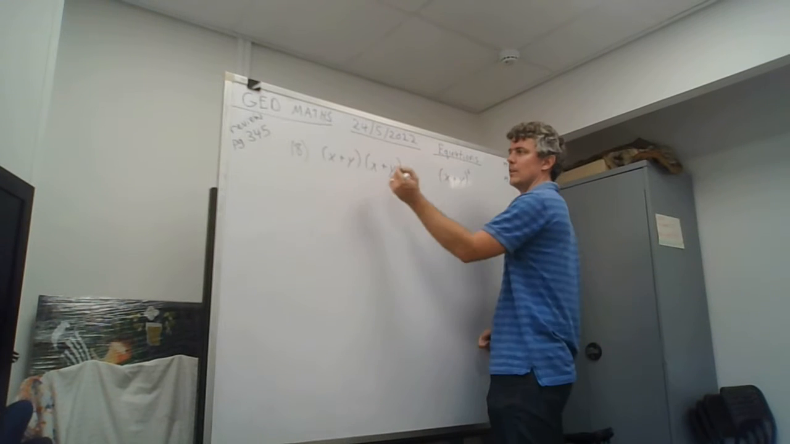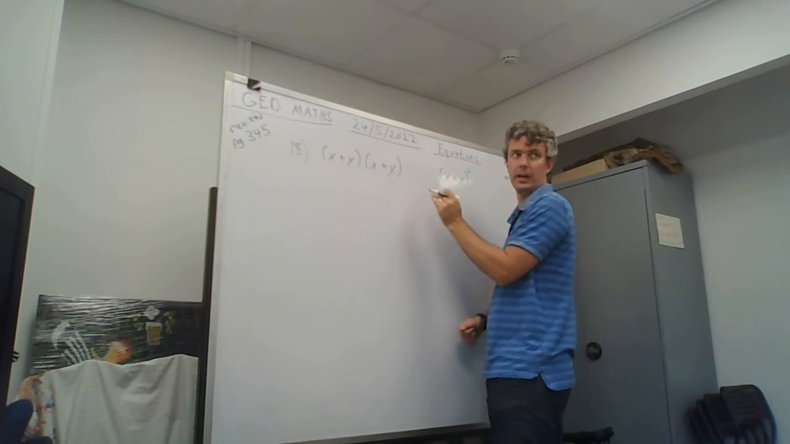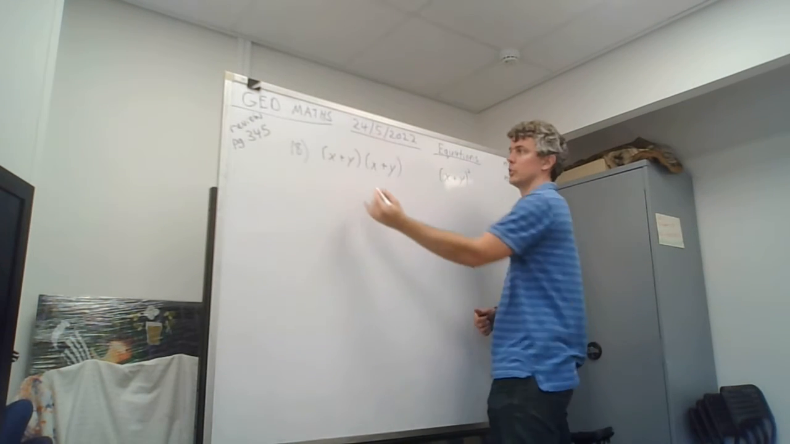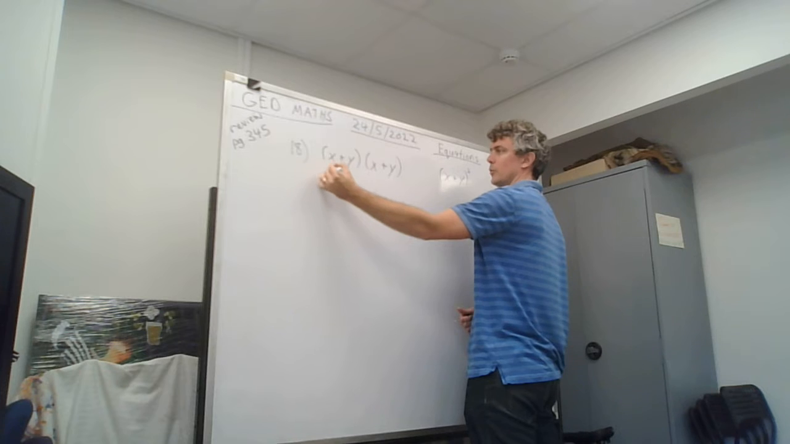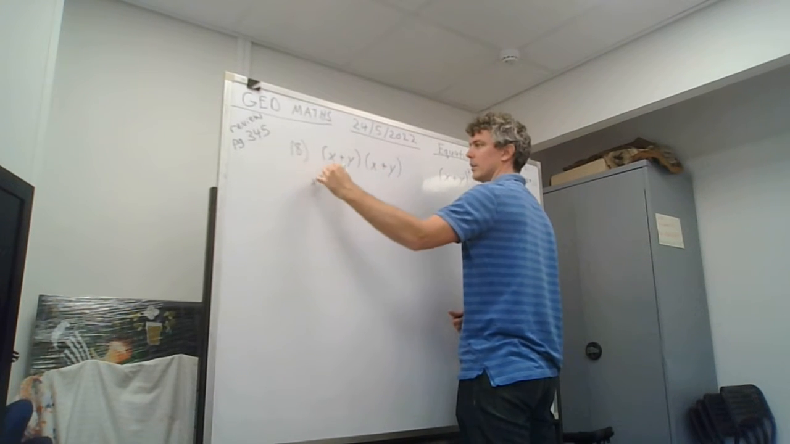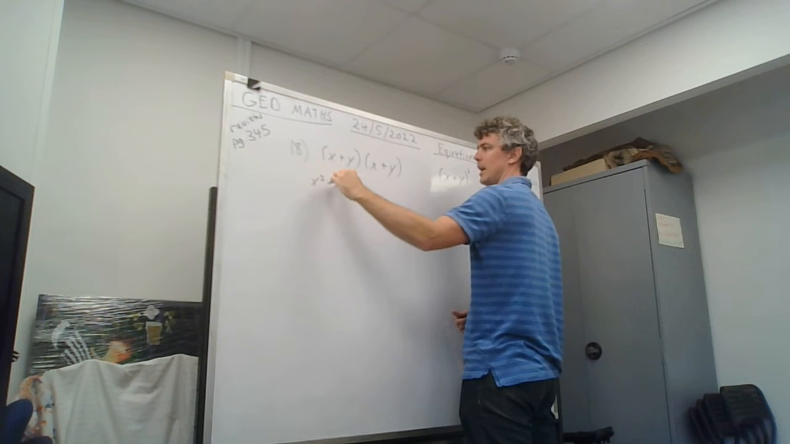So again, this is as if I had x times x plus y plus y times x plus y. But this time I'm not going to write it out, I'm just going to go straight from here, because we can go from each one. So we'll first do x times x, x squared. And now x times y, plus xy.